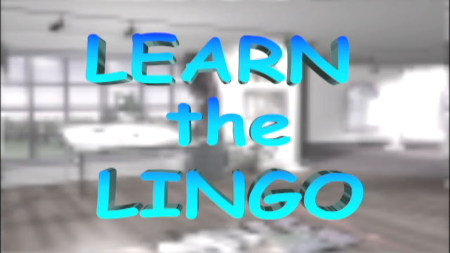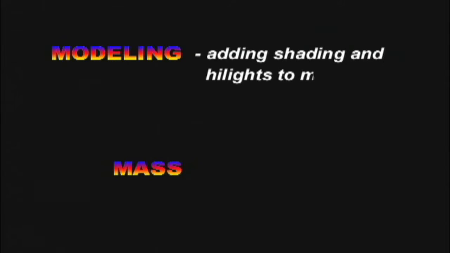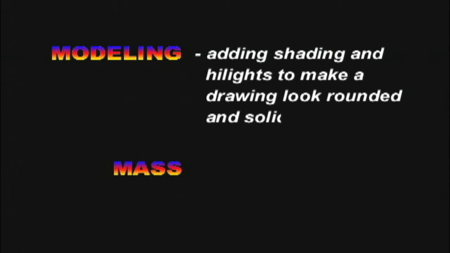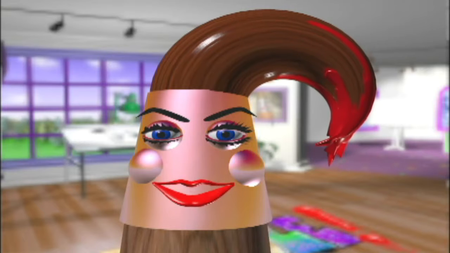It's time for Learn the Lingo! The words are modeling and mass. Modeling, adding shading and highlights to make a drawing look rounded and solid. Mass, the solid bulk of a physical object. That's it for the lingo.